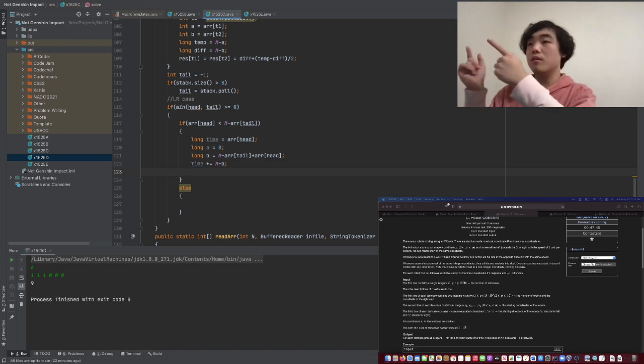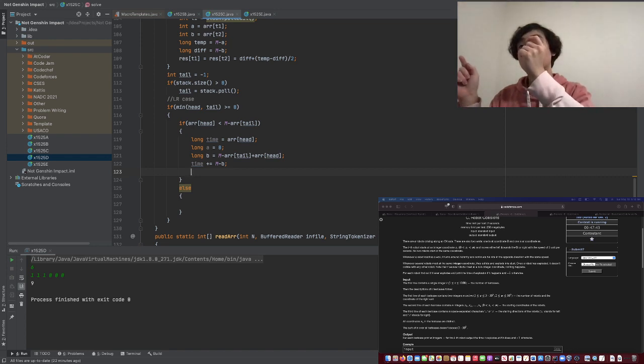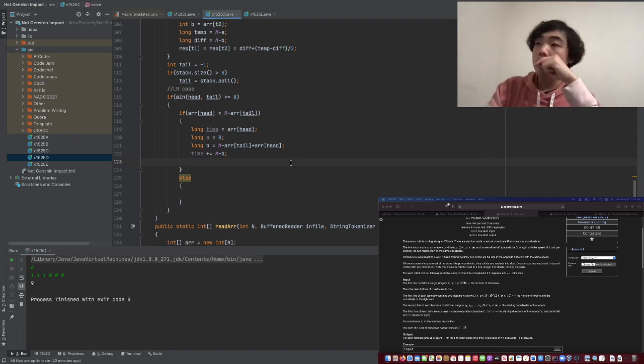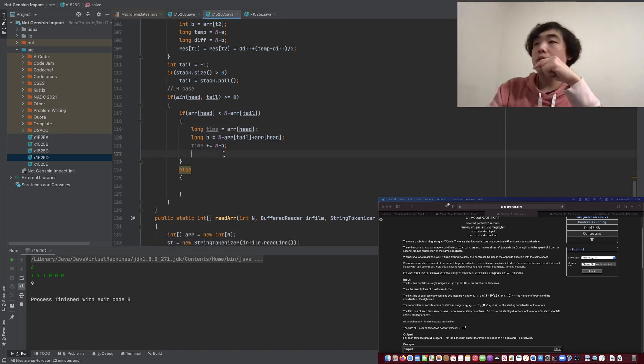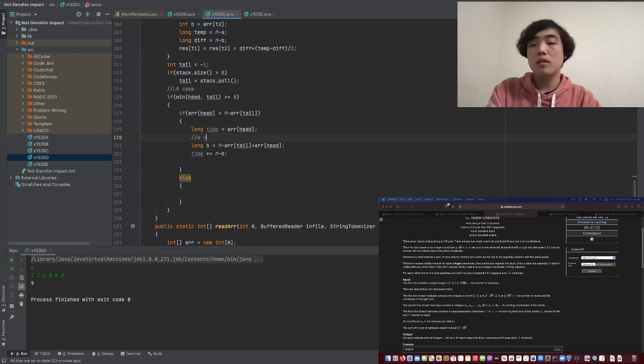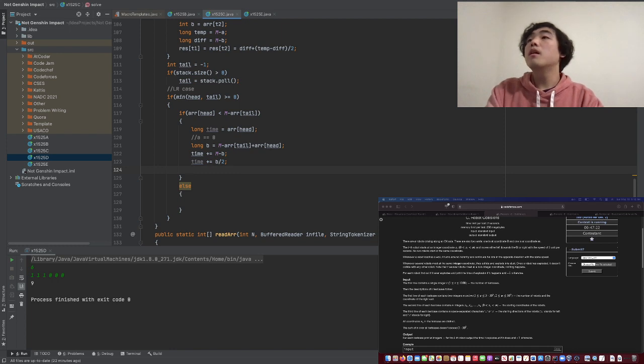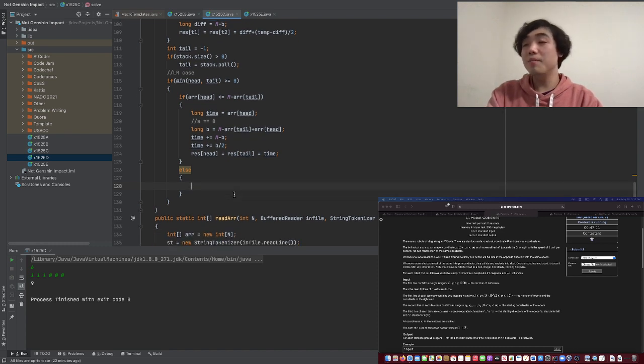Minus array tail plus array head, so it goes this distance first and then it subtracts a difference, and then time is equal to 0, which means time can essentially get divided by 2. Res at head is equal to res of tail, which is equal to time. Oh, that was a mouthful. That is quite a lot.